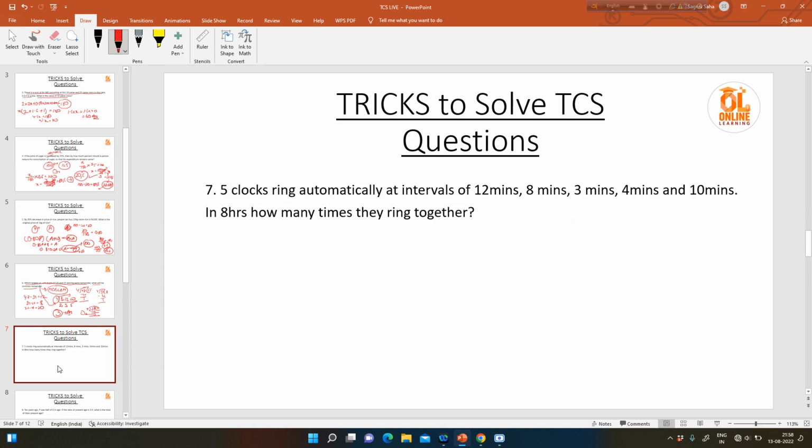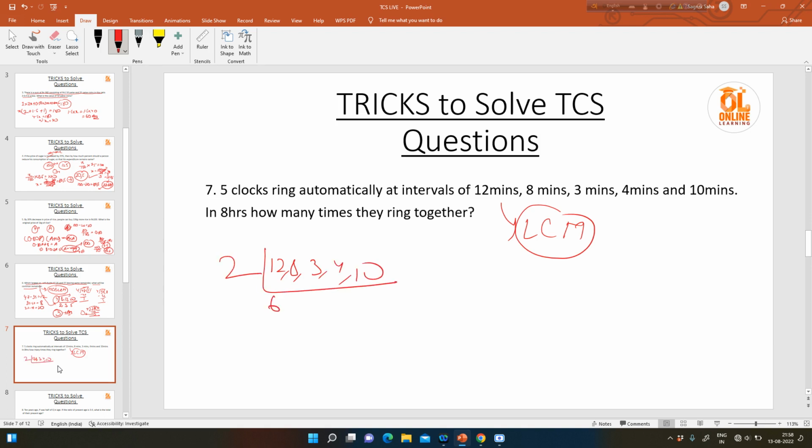Okay. 5 clocks ring automatically at intervals of 12 minutes, 8 minutes, 3 minutes, 4 minutes, and 10 minutes. In 8 hours, how many times do they ring together? So when they give you something like this, we have to find the LCM of all of them. So let us find the LCM. 12, 8, 3, 4, 10. Let us do the LCM.